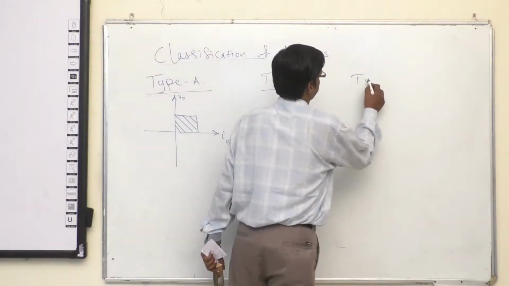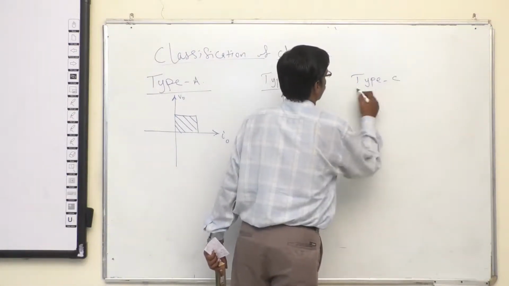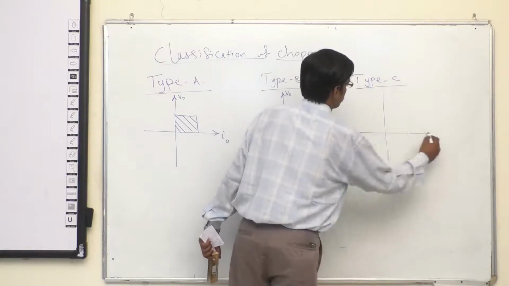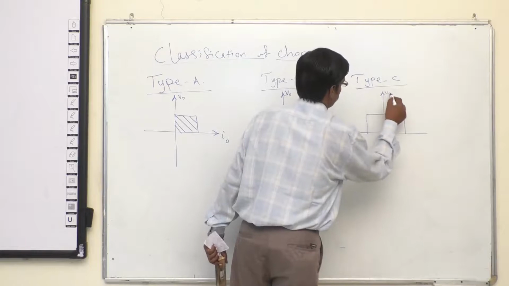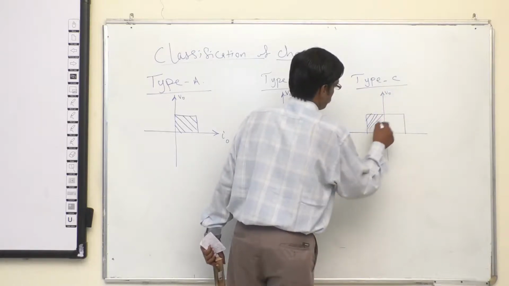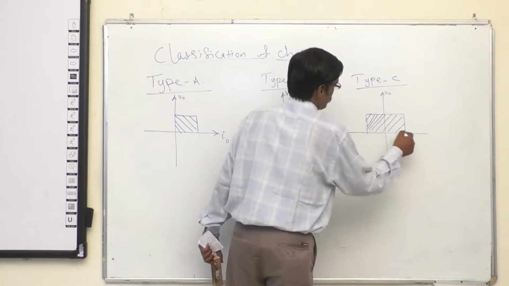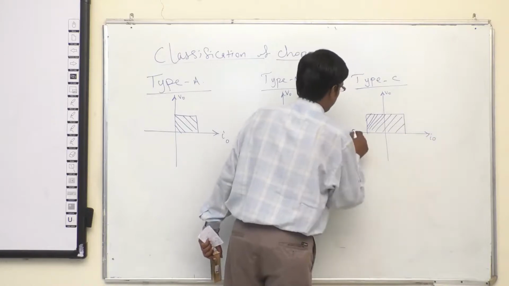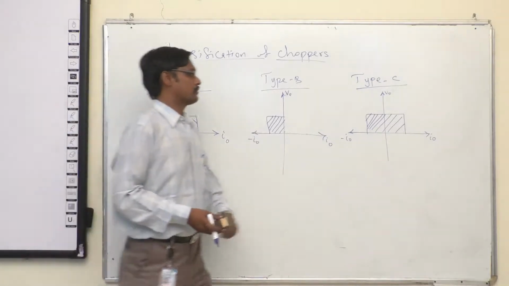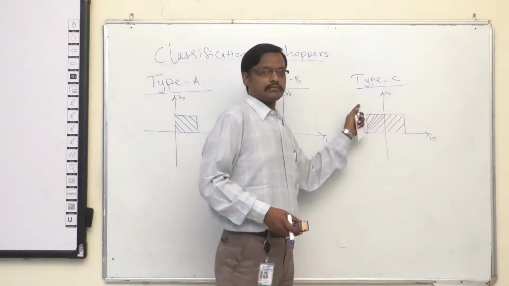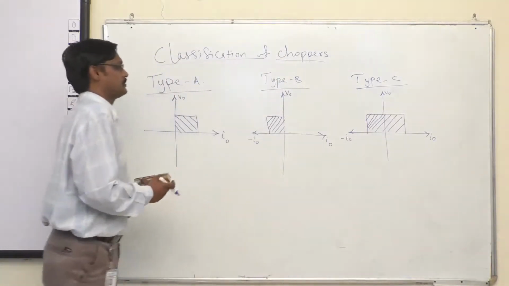Then type C chopper is a two quadrant chopper. It has positive output voltage and both positive and negative current in the output. So it will work in the first quadrant as well as the second quadrant. That is type C chopper.